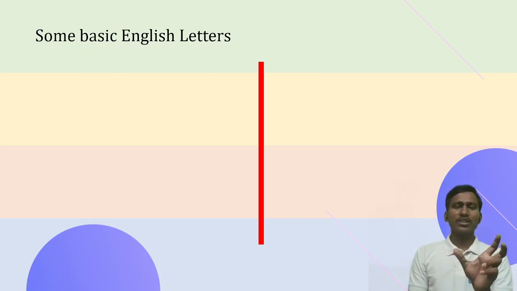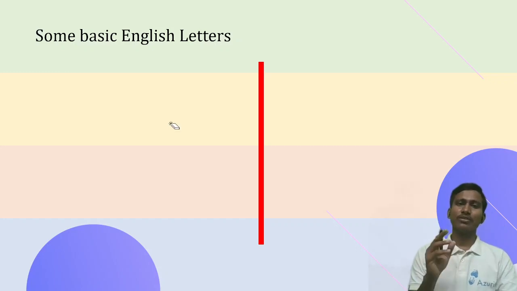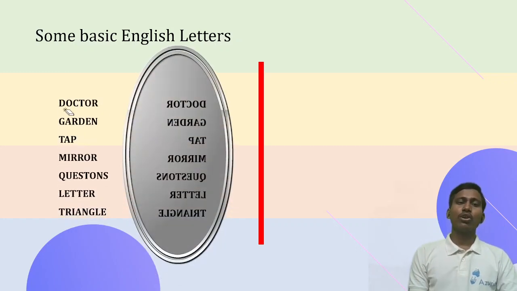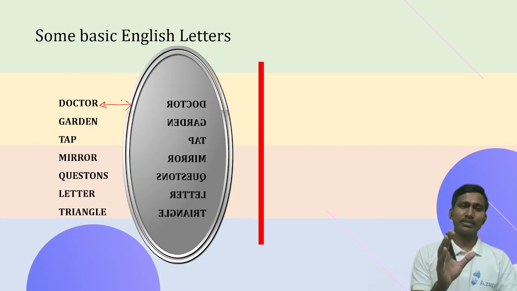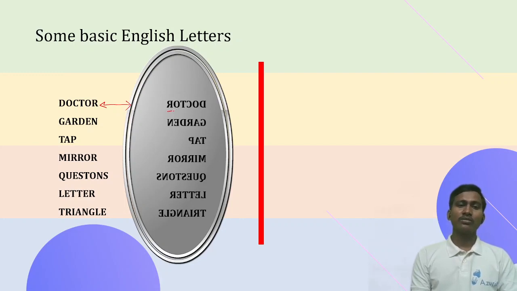Okay, so we have seen letters. Now let us see words. English words. So doctor, here what is near the mirror? If you see, R is the nearest to the mirror, and after that is O, T, C, O and D. So the order should be from R, right? First R should come, then O, then T, then C, then O, then D. Understood? So what is near the mirror will come first.